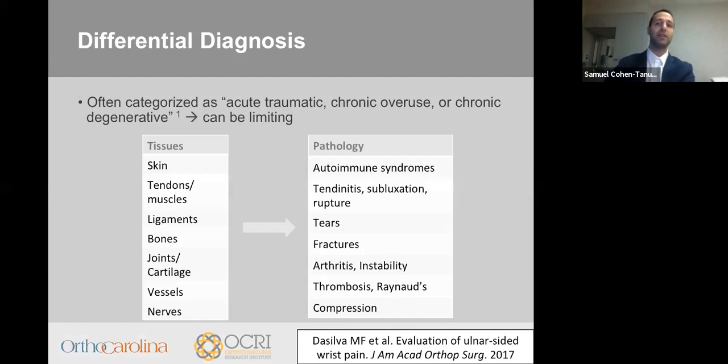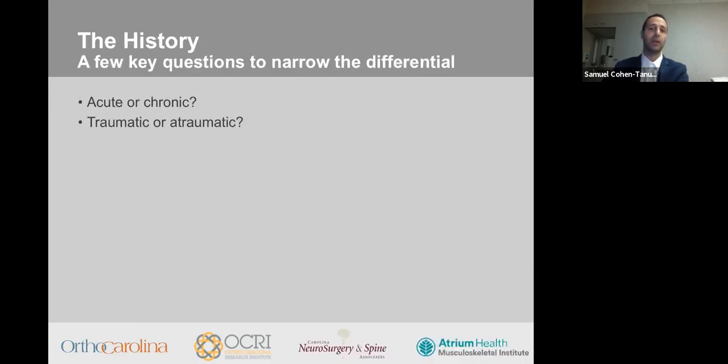So the etiologies of ulnar-sided wrist pain are commonly divided into 3 categories: acute traumatic, chronic overuse, or chronic degenerative. In generating a differential, I find simply starting with these 3 categories to be a bit limiting. I'd suggest to generate a truly broad differential, you should simply acknowledge that every tissue type here can be the source of pathology. And certainly there are patterns and some injuries are more common, and we should bear that in mind, but skin can be affected by autoimmune syndromes, any ligament can be torn, any bone or joint can have fracture, arthritis, or instability. We start very broadly so we don't miss anything. And then a good history with a few critical questions quickly narrows the differential.